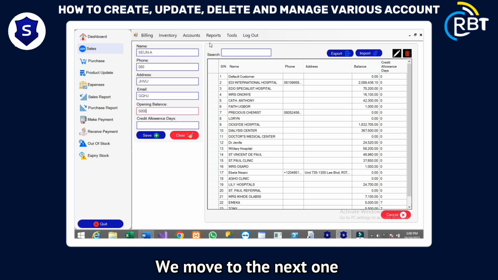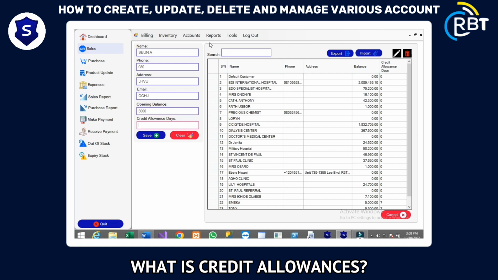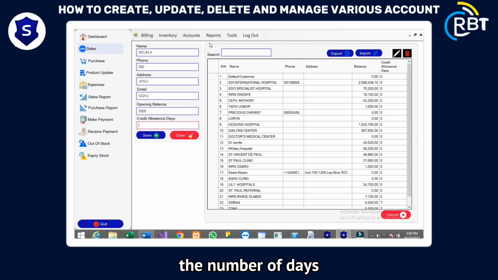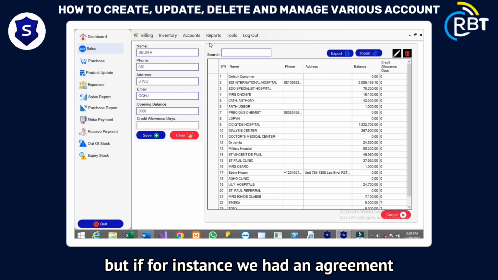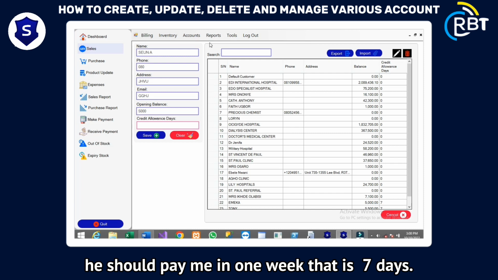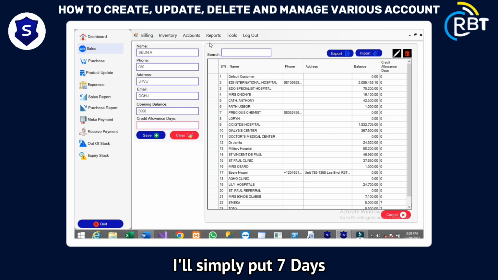We'll move to the next one, which is credit allowances. What is credit allowances? This simply means the number of days you allow Sean to owe you. If we have come to an agreement that I'm going to give him credit, that's what it is for. If I'm not giving him credit, we don't have any such agreement, you can just leave it at 0. You can always change it as the transactions go by. But if we had an agreement that whatever I supply Sean, he should pay me in 1 week, that's 7 days, so I'll simply put 7 days.